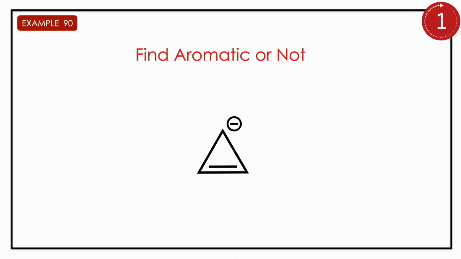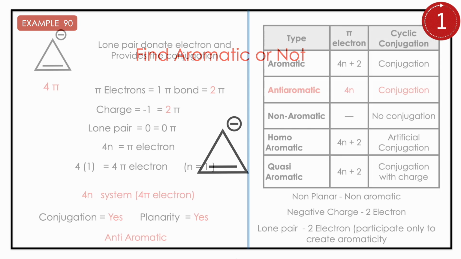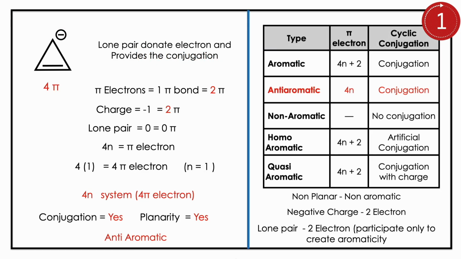Then our last example, you have cyclopropenyl anion. You should find whether the given compound is aromatic or not. Here you have a 3-member system with one double bond. The negative charge can help for delocalization and provide the conjugation. So totally pi bonds, if you count, 1 pi bond which gives 2 pi electrons, charge is -1 which also gives 2 pi electrons. No lone pair is there, so 0 pi.